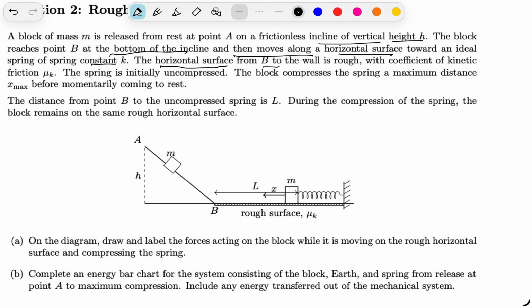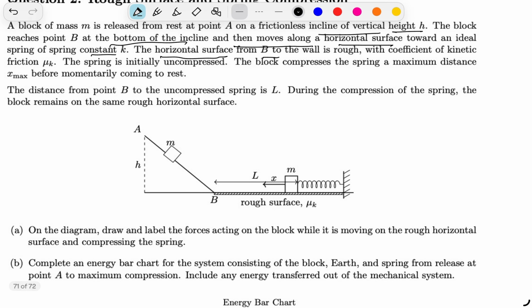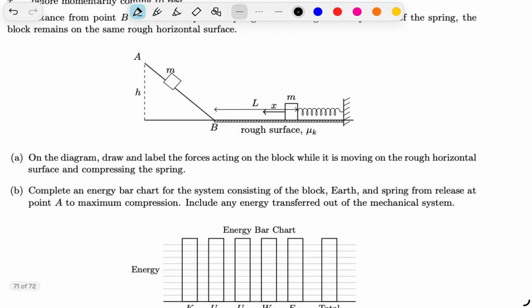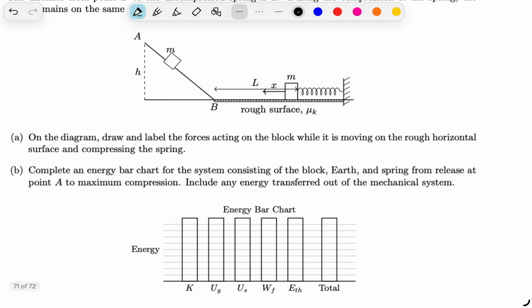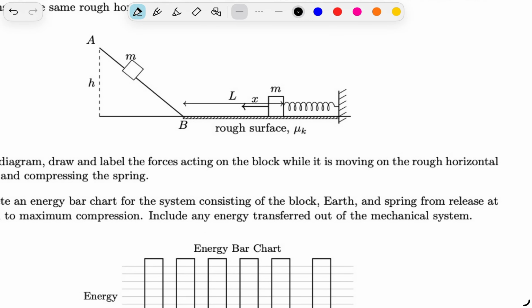So the spring is initially uncompressed, and then the block compresses the spring a maximum distance x max before momentarily coming to rest. The distance from point B to the uncompressed spring is going to be L, and during the compression of our spring, the block is going to remain on the same horizontal surface. So that means it's not going to slide back up that incline at all. So on the diagram, we want to draw and label the forces that are acting on the block when it is moving on the rough horizontal surface and it's compressing the spring.